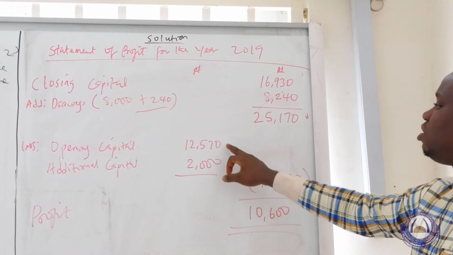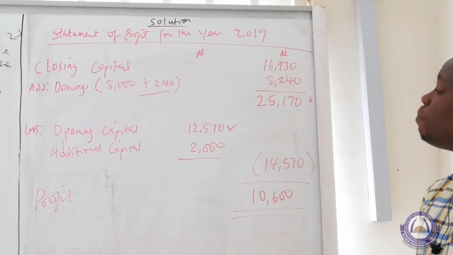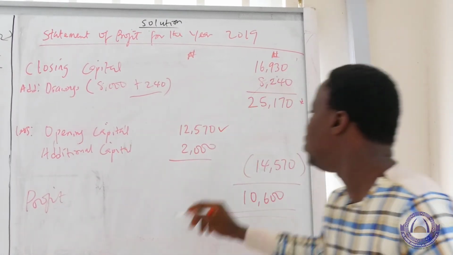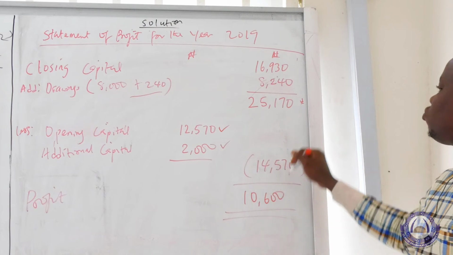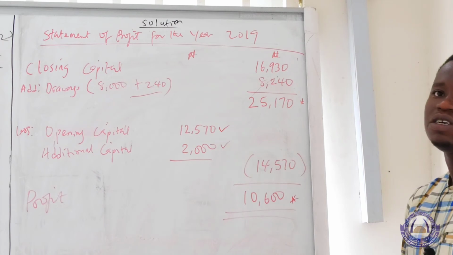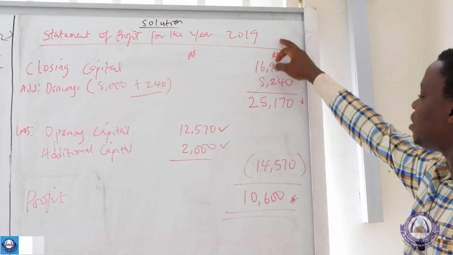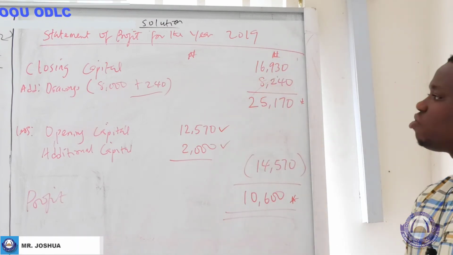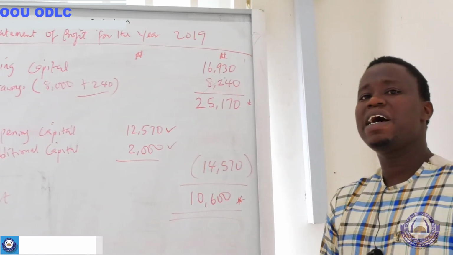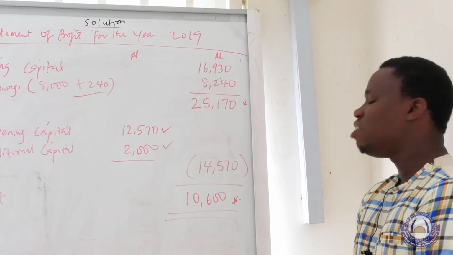25,170. Then you deduct your opening capital, which was 12,570 from the opening statement of affairs, and an additional capital of 2,000 naira. You deduct the two. If you subtract these two from 25,170, it gives a profit of 10,600 naira. So the profit of Mr. Okpe for year 2019 is 10,600 naira. We can go further by now preparing a proper statement of financial position of Mr. Okpe as at 31st December 2019.